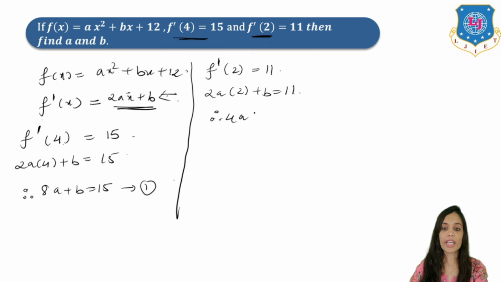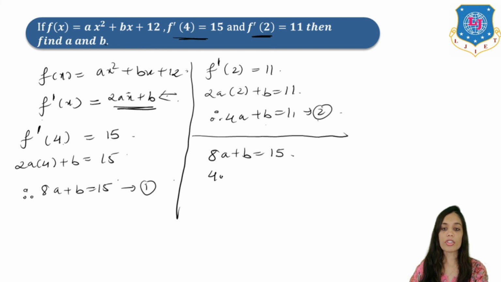Therefore 4a plus b is equal to 11. So this is my equation 2. Now in order to find the values of a and b, I have to solve these two equations 1 and 2. So let us write both the equations once again. First equation is 8a plus b is equal to 15, and second equation is 4a plus b is equal to 11. Just apply elimination method.